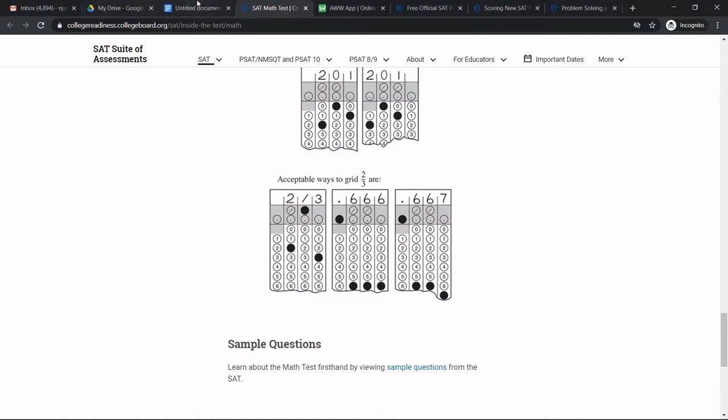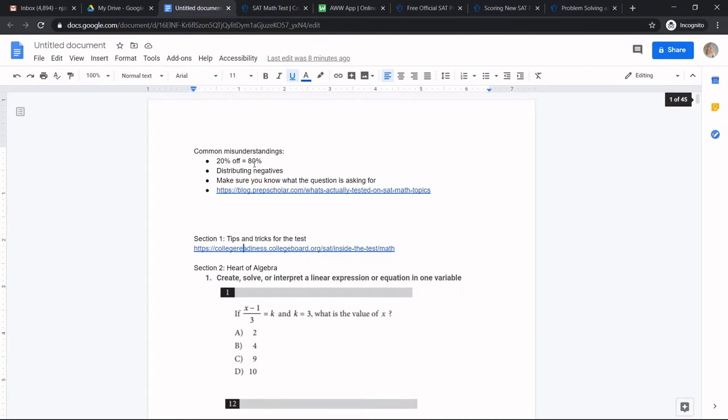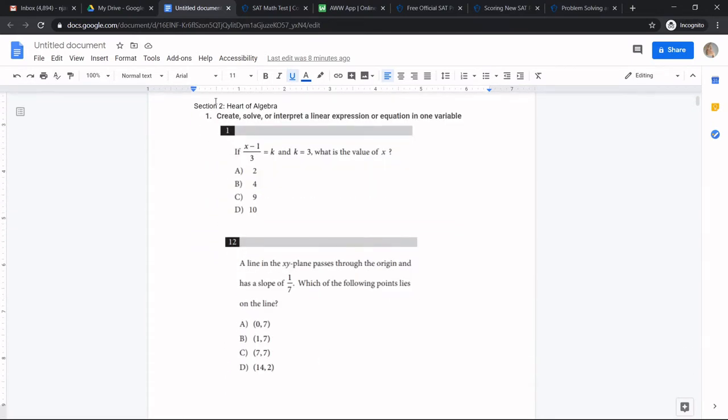Okay, so scroll up to the top. The first section is called Heart of Algebra, so it's all about algebra, problem solving, and figuring out how to create and solve some pretty simple linear equations.